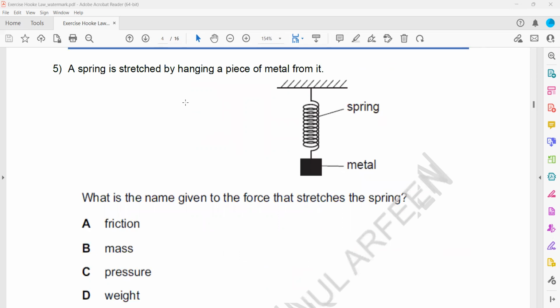A spring is stretched by hanging a piece of metal. What is the name of the force that stretches the spring? So which force will stretch the spring? The weight of the metal stretches the spring. That's why D is the right answer.